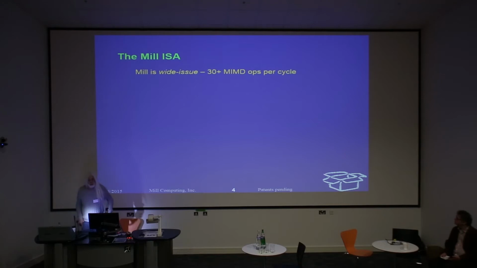The instruction set architecture, which is the target. It is a wide issue machine. The high end can issue up to 30 operations sustained every cycle. These are independent MIMD operations: adds, multiplies, shifts, what have you. Think of a 30-wide VLIW. The Mill is not a VLIW, but with respect to instruction issue, it is in fact rather similar to a VLIW, except an exceptionally wide one.